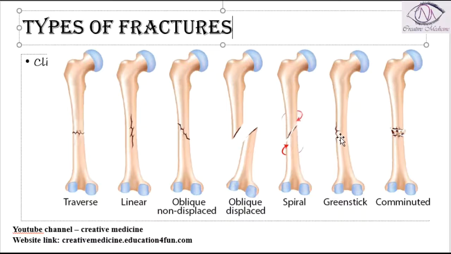It is a greenstick fracture. Only one side of the cortex is fractured, whereas the other side of the cortex is intact. Then we have comminuted fractures, where the whole bone is divided into many fracture fragments. So these are the types of fractures.